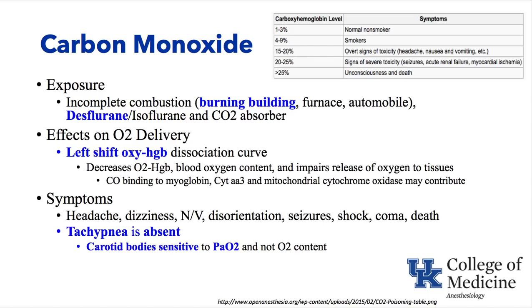Carbon monoxide can not only bind to hemoglobin, it also can bind to myoglobin and cytochrome aa3 and cytochrome oxidases in the mitochondria. The symptoms of carbon monoxide poisoning as it develops include headache and dizziness and nausea, vomiting, disorientation, eventually seizures, shock, coma, and death.